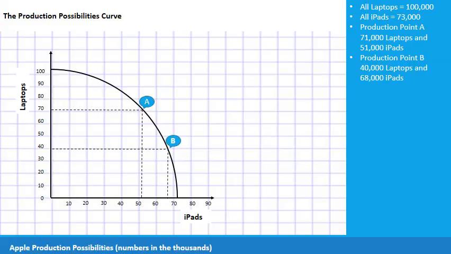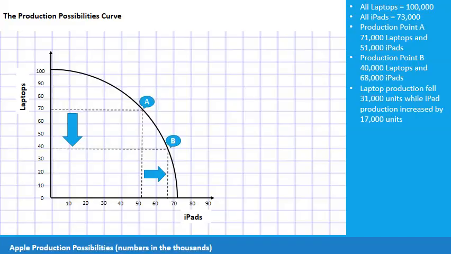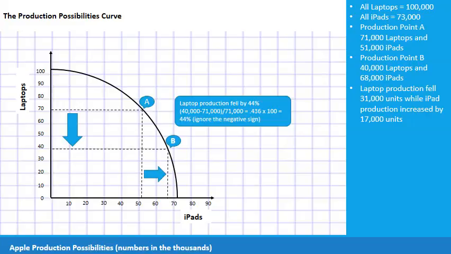Now remember, every single point along the line is efficient, meaning that they use all possible resources, and that's what they're looking for. So we see this shift from A to B. Laptop production fell 31,000 units, while iPad production increased by 17,000 units. So there was definitely this shift. Now we can look at it from a percentage perspective, which is exactly what I'm going to ask you to do in a homework. So laptop production fell by 44%.